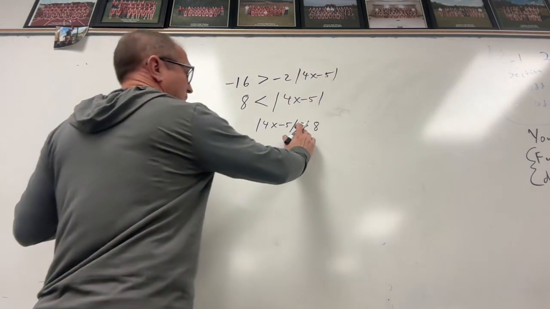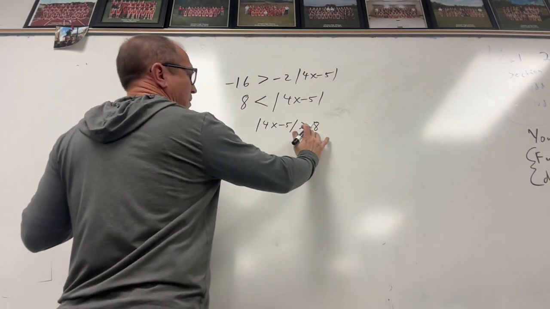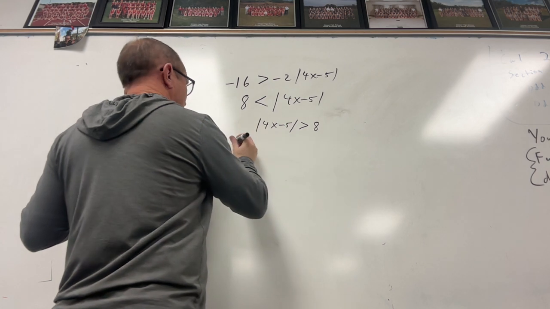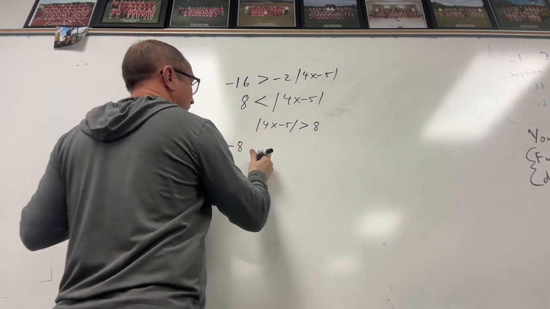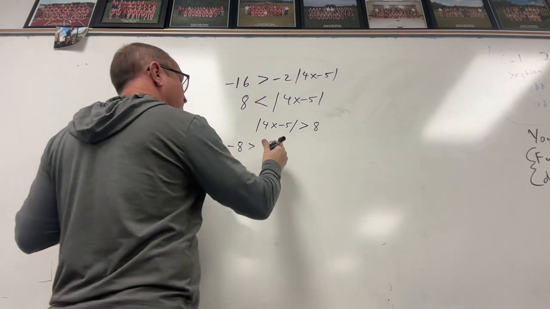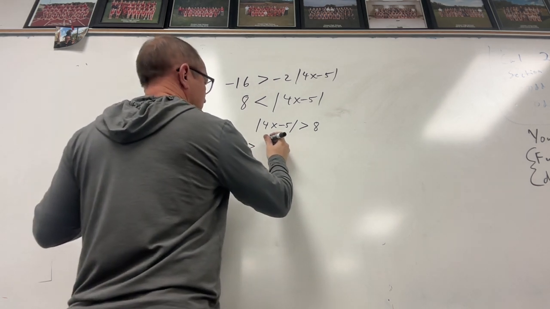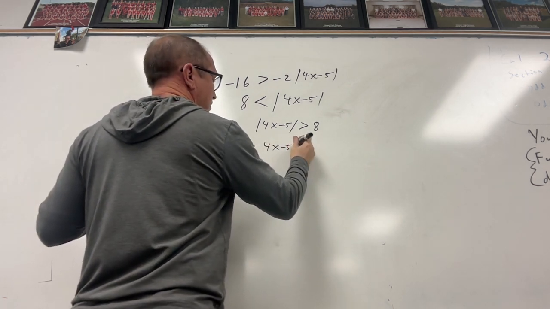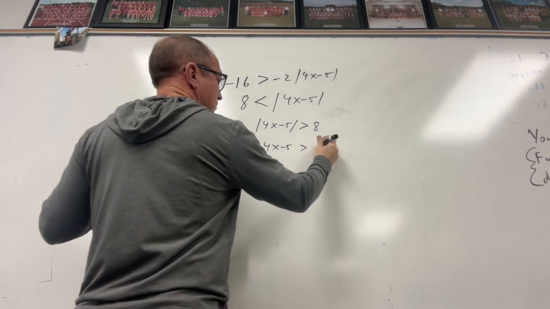So what I do to turn this into a compound inequality is I move the 8 to the front and make it negative. So it's negative 8. Keep this as a greater than. Then it's 4x minus 5. And then it's greater than 8.